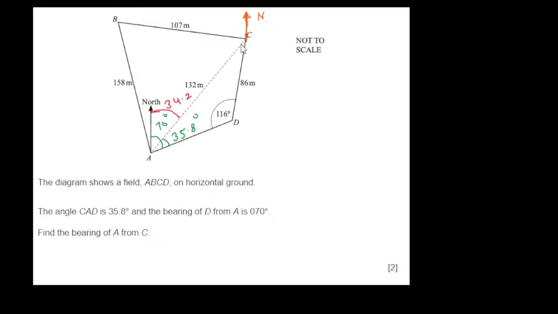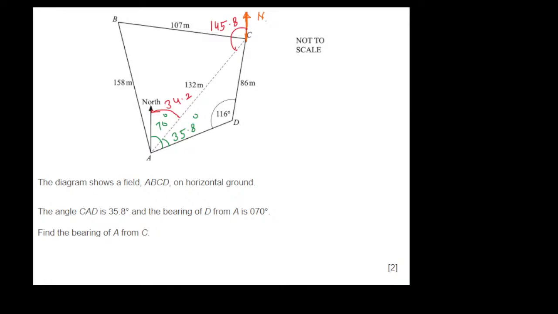Now as this is 34.2, I can work out this whole angle. This whole angle will be 180 minus 34.2. So this whole part will be 145.8. It will be 145.8. Okay. Now I have to find bearing of A from C.